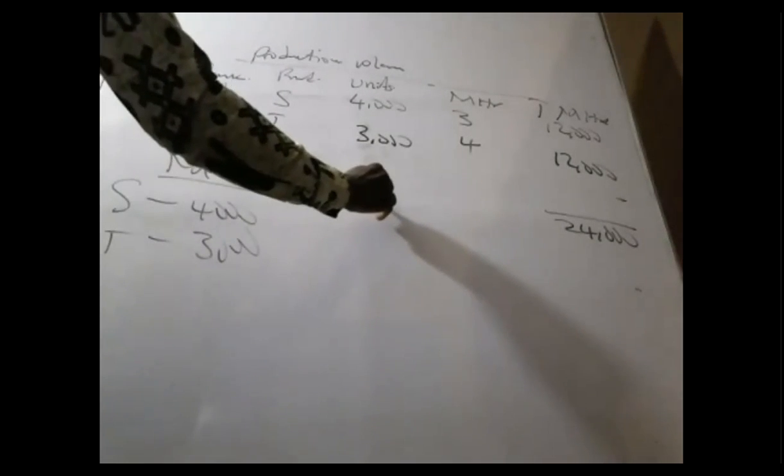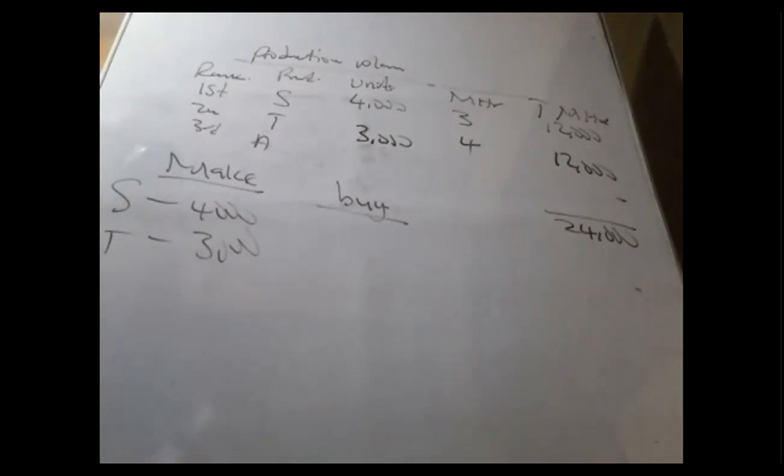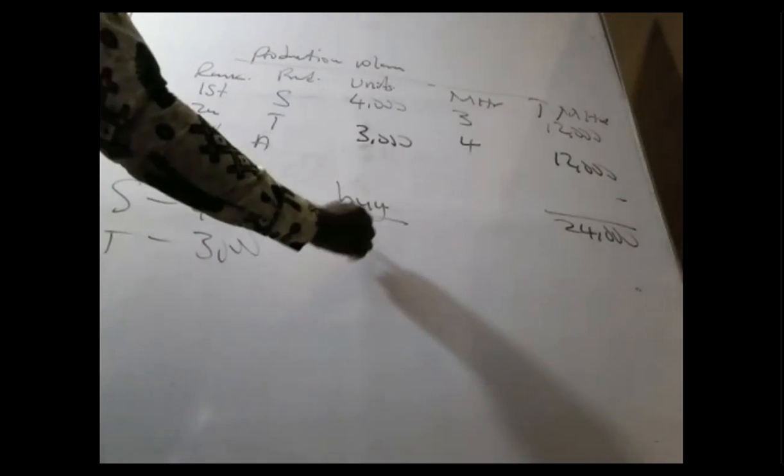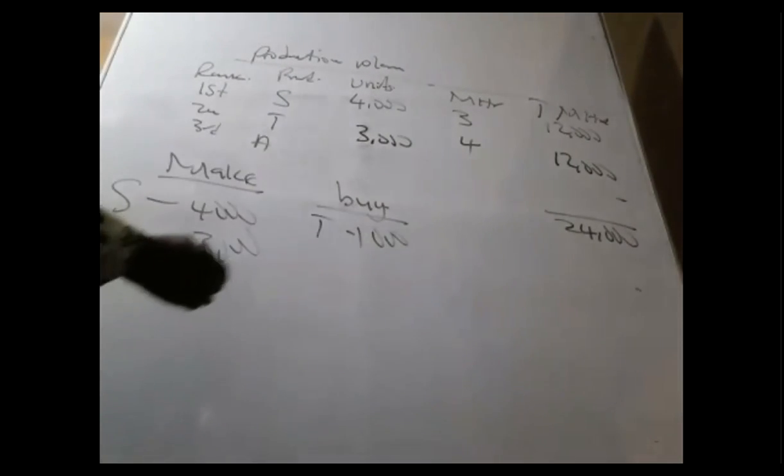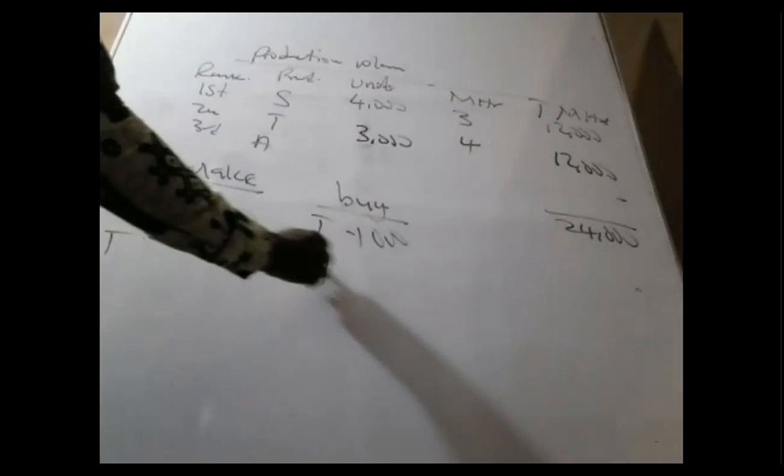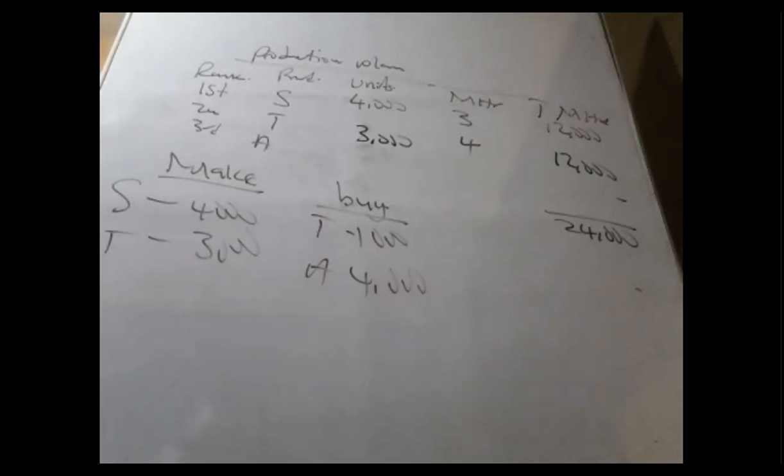What about buy? They should buy T 1,000, and they should buy A 4,000. So that is make or buy with a limiting factor. It's not difficult. Too straightforward.